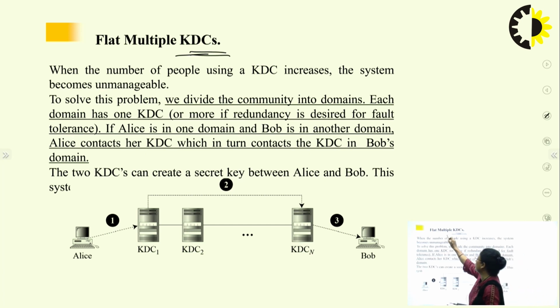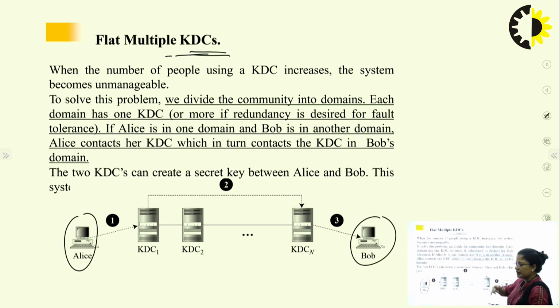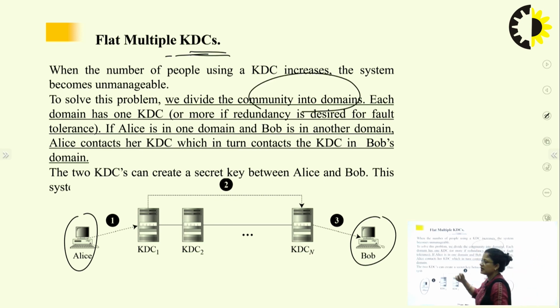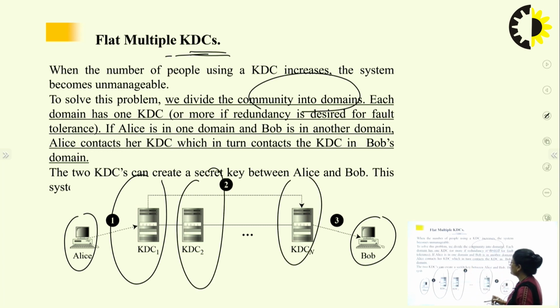Either you go for a flat multiple KDC, where, for example, Alice wants to communicate with Bob, and the network is a huge one. So what we do is that we divide the communities into certain domains. Each domain will have its own KDC, and if Alice is in one domain and Bob is in another domain, Alice will contact her KDC, and this KDC will connect with other KDCs, and finally Bob will be reached. So the KDCs can create a secret key between Alice and Bob in this way.